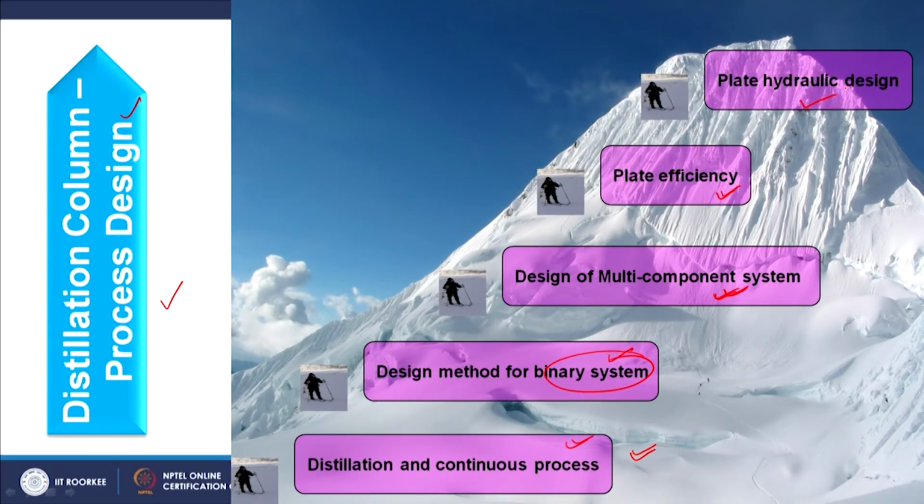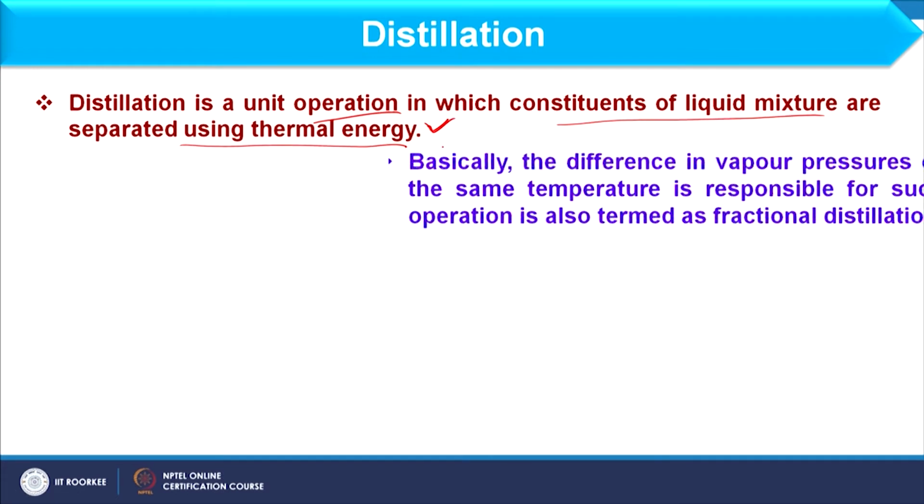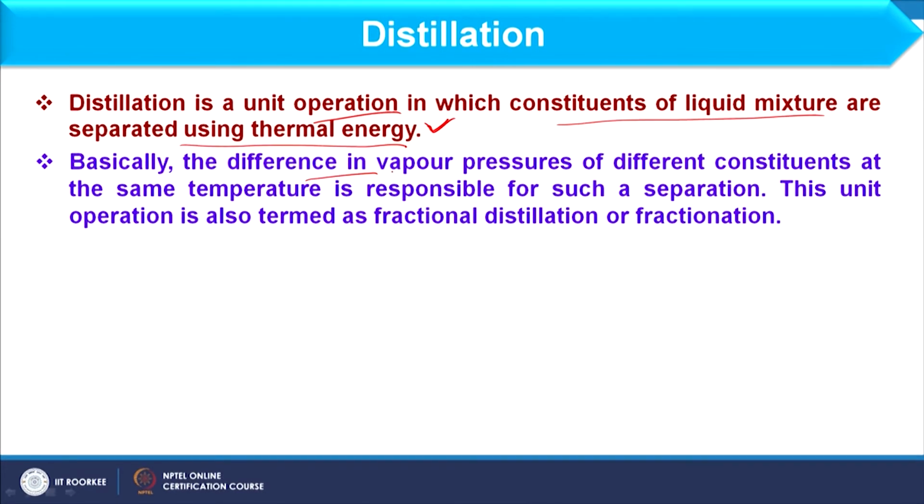So, let us quickly revise the distillation and the continuous process. As far as distillation is concerned, it is basically the unit operation in which constituents of the liquid mixture are separated using thermal energy. That thermal energy we usually provide in the reboiler. Basically, the difference in vapor pressures of different constituents at the same temperature is responsible for such separation. This unit operation is also termed as fractional distillation or fractionation.